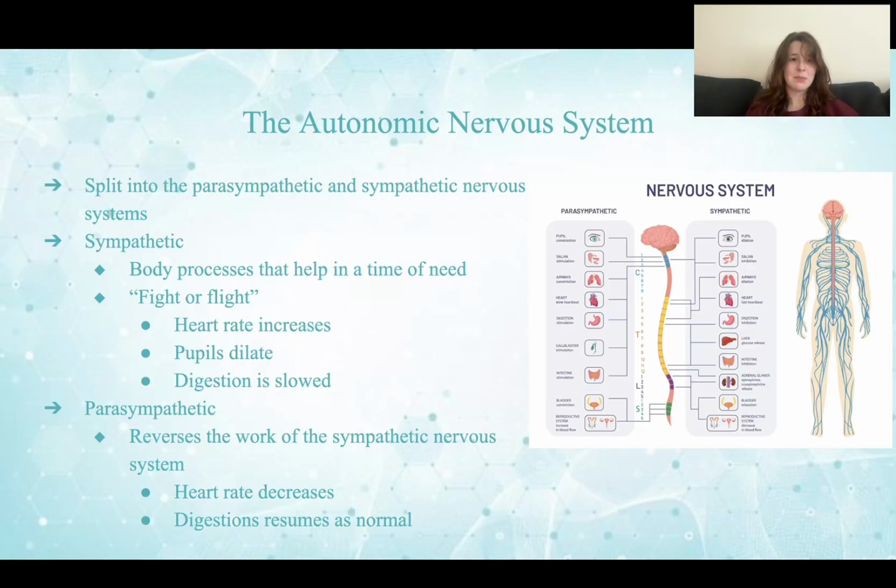The sympathetic nervous system is the body processes that help in time of need, the fight or flight system. For example, heart rate increases, pupils dilate, and digestion is slowed or stopped. The parasympathetic nervous system reverses the work of the sympathetic nervous system. Like the heart rate decreases and digestion resumes as normal.